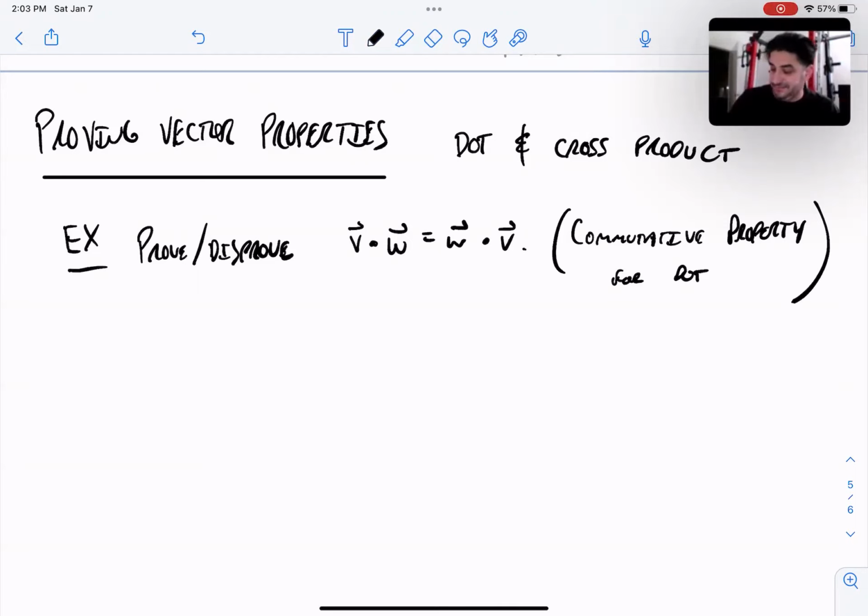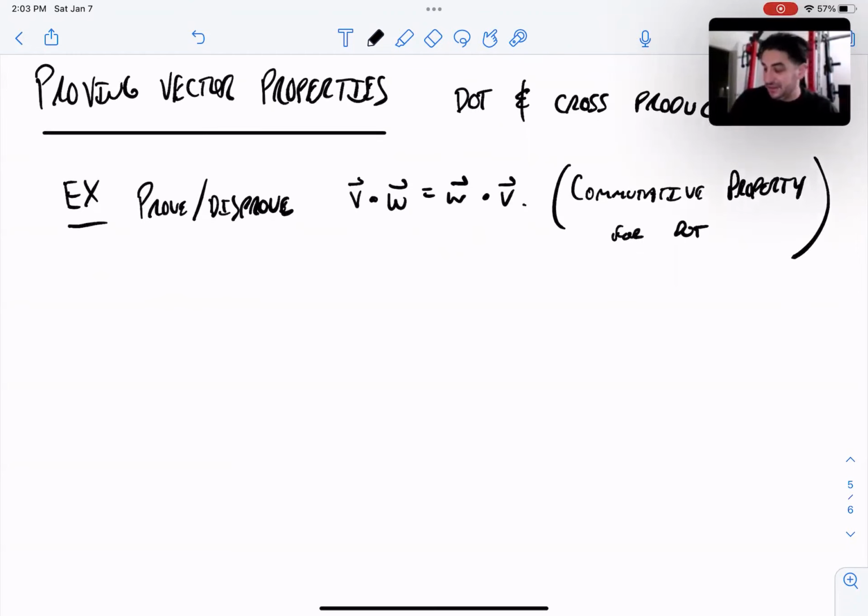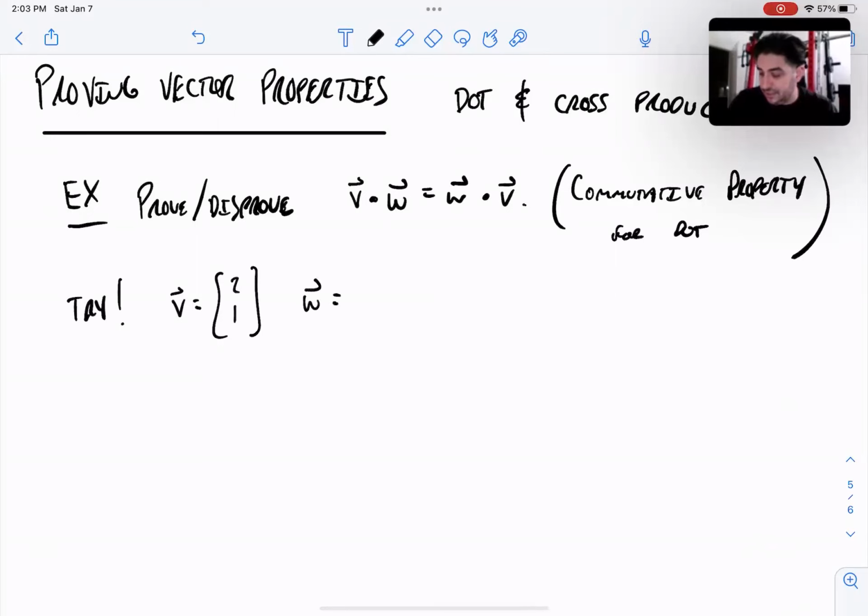I will go ahead and try a few guesses. This is a great place to start if you're wondering whether a property is true or not. Try something out. How about v is 2, 1 and w is -1, 3? Let's just try something at random. You don't want to try maybe 0, 0 or something super special, because it might mislead you. Maybe something's true for the zero vector that isn't true in general. So let's try something sort of arbitrary.